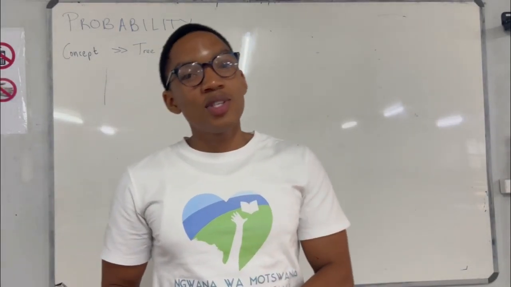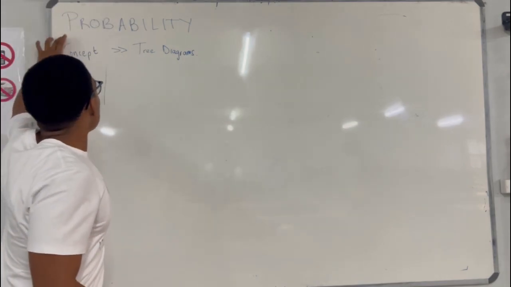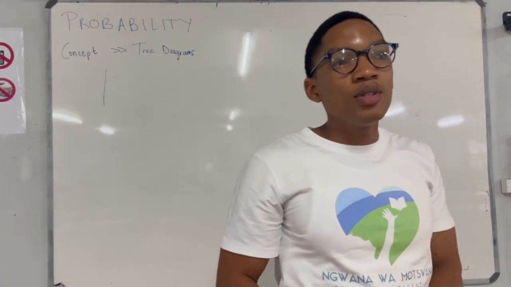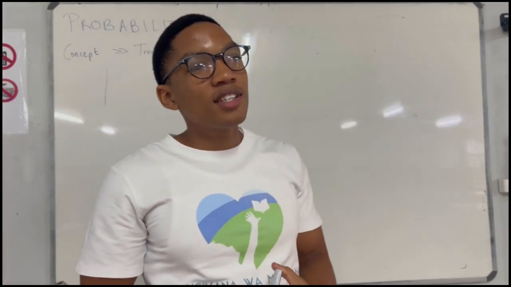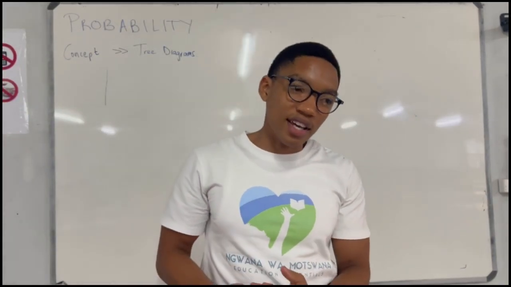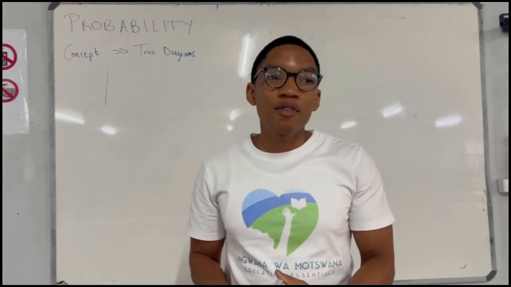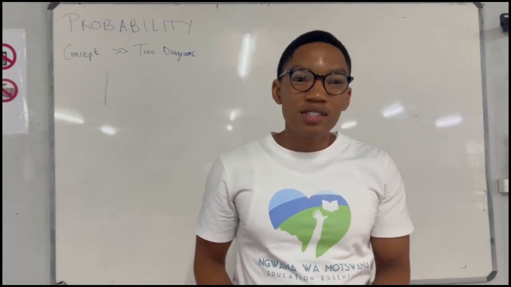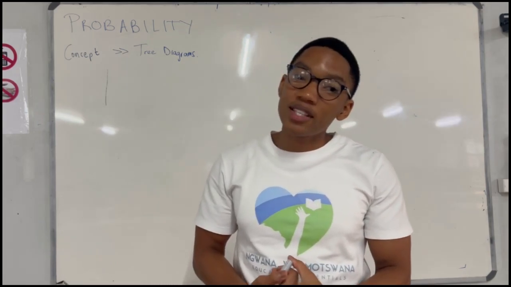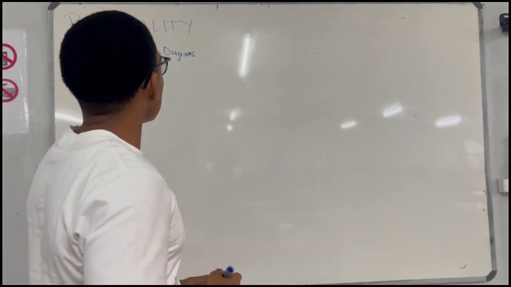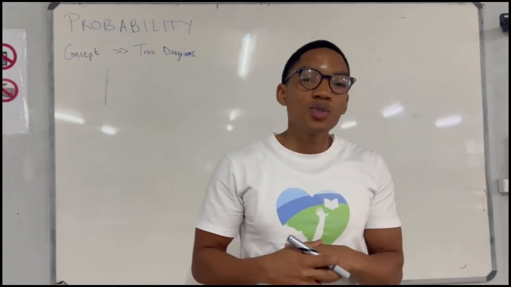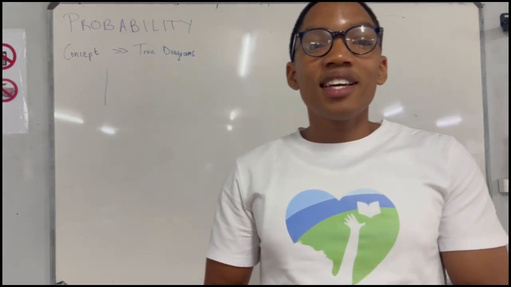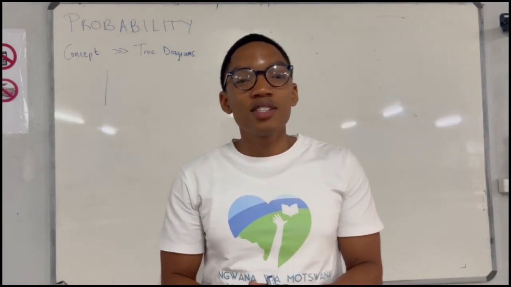Good day. Today's topic is probability. Under probability, today we'll be looking at tree diagrams, the different ways of calculating the probability of an outcome occurring. You can use formulas, tables, and one of the concepts is tree diagrams. We're going to look at one or two questions which show us how we use tree diagrams, looking at mutually exclusive events and independent events.